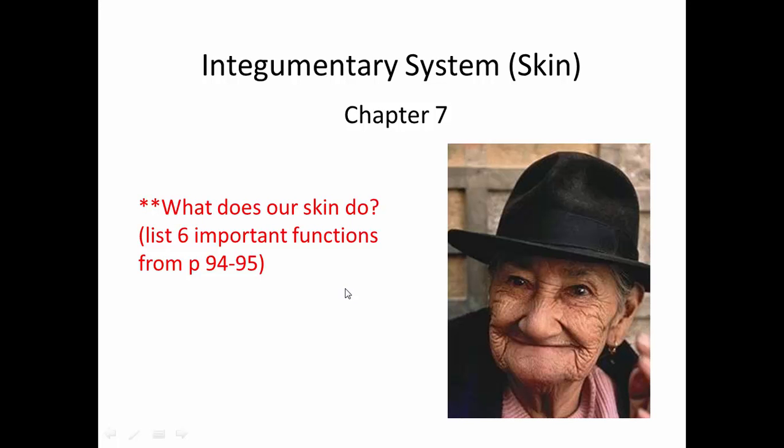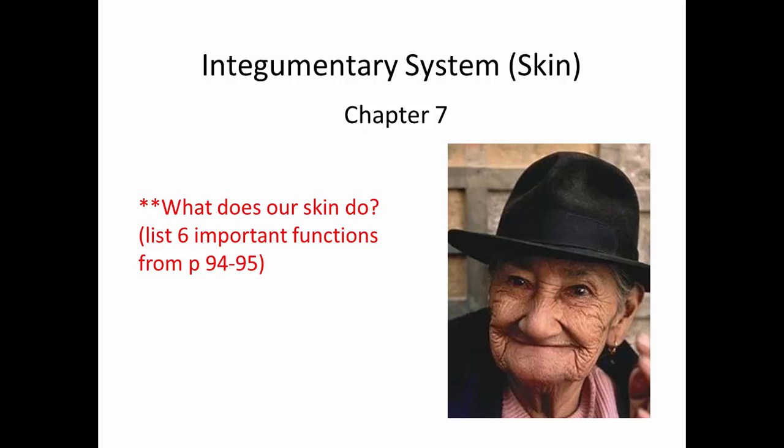Okay, this is Physiology Week 13, and in this presentation we're going to look at the skin. The fancy way of saying skin is the integumentary system, and this is in Chapter 7 of your textbook. One of the things I'd like you to look up in your textbook are 6 important functions of the skin.